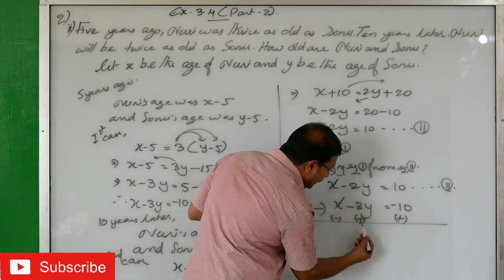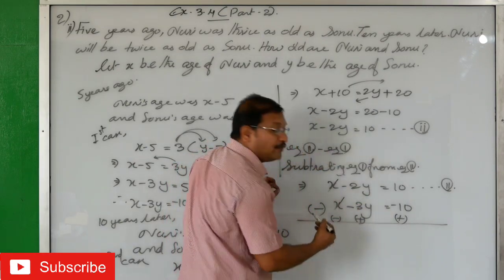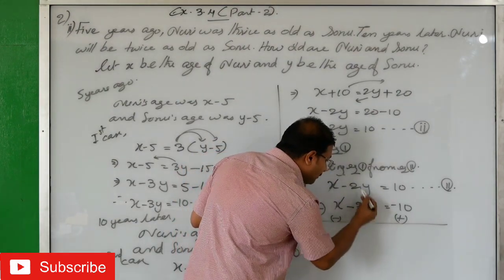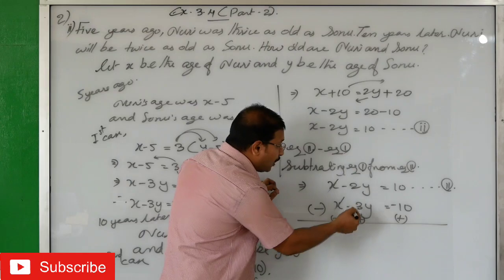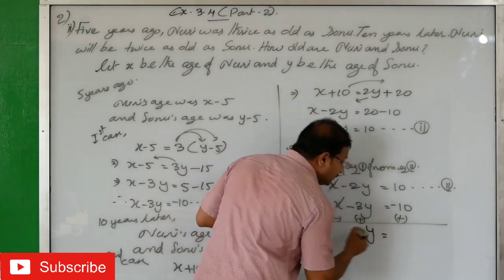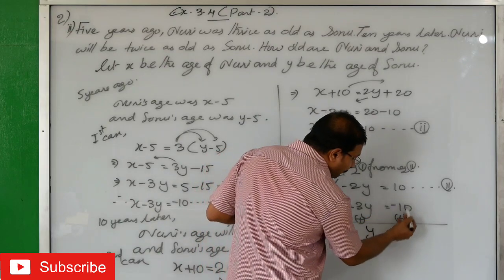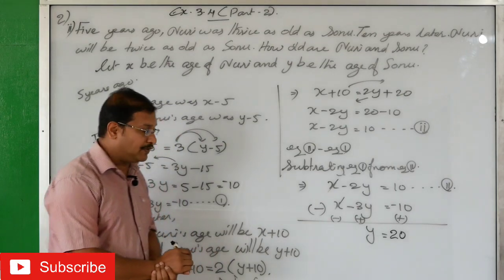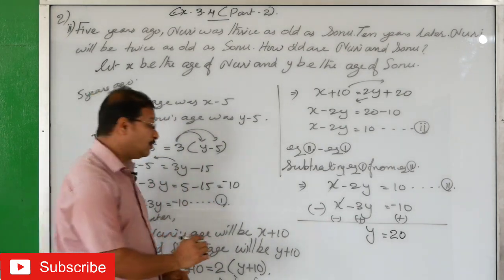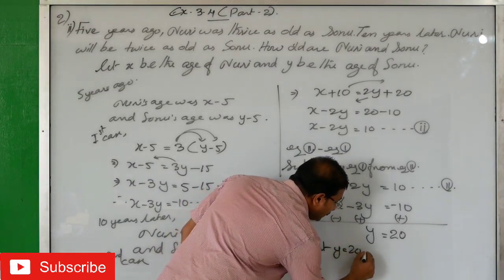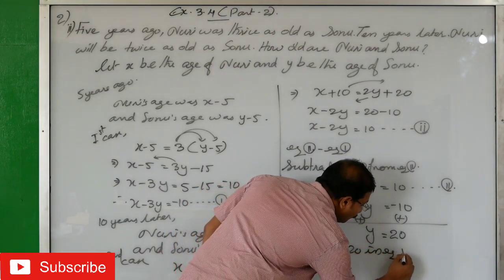Now, minus 2y, this is plus 3y. See, this is minus 2y and this is plus 3y. Plus and minus, what will do? Minus. So, 3y minus 2y, 1y. That means y equals, now 10 plus 10, that is 20. Got it? That means we got the age of Sonu. Now, what you will do? Put y equals 20 in equation 1.